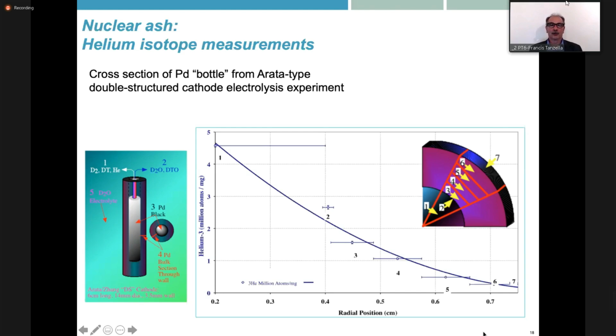A fair amount of tritium was also measured in the electrolyte from the D2O experiment. No tritium or excess helium-3 was measured in the light water experiment.